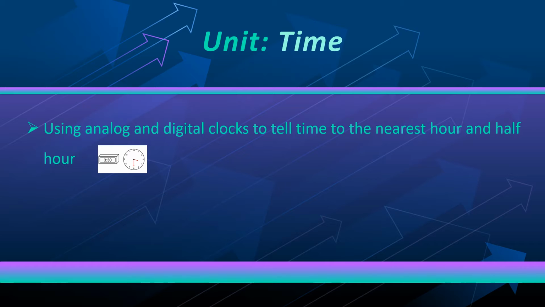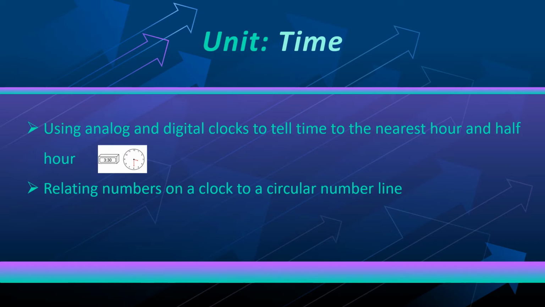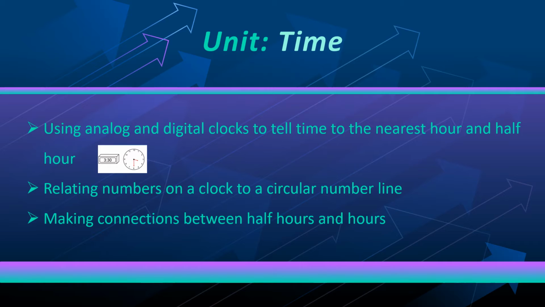This will be the first time that our first graders have been introduced to the concept of time. So the learning goals for our unit on time are the following. Use an analog and digital clock to tell time to the nearest hour and half hour. Relate numbers on a clock to a circular number line. And make connections between half hours and hours.